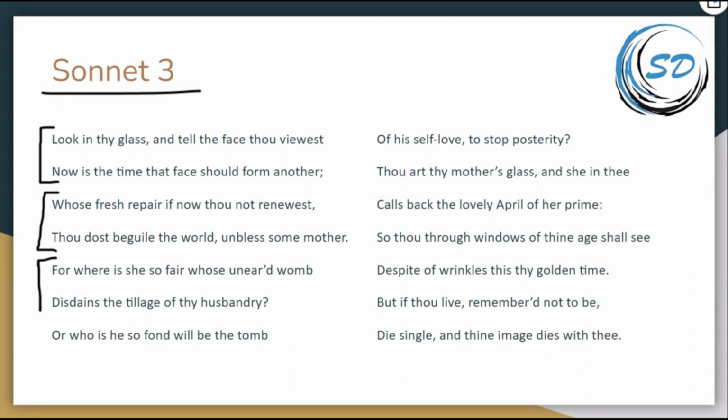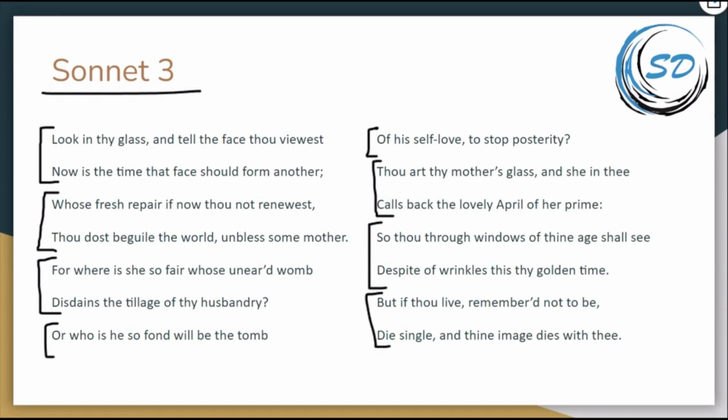The speaker questions whether there is any woman who would refuse to bear the child of someone as fair as him, or any man who would be so self-absorbed as to deny future generations by remaining childless. The speaker emphasizes that the young man is a reflection of his mother, and through him, she relives her youthful prime. By having a child, the young man can see the beauty of his own golden age reflected in his offspring, despite the inevitable wrinkles and signs of aging.